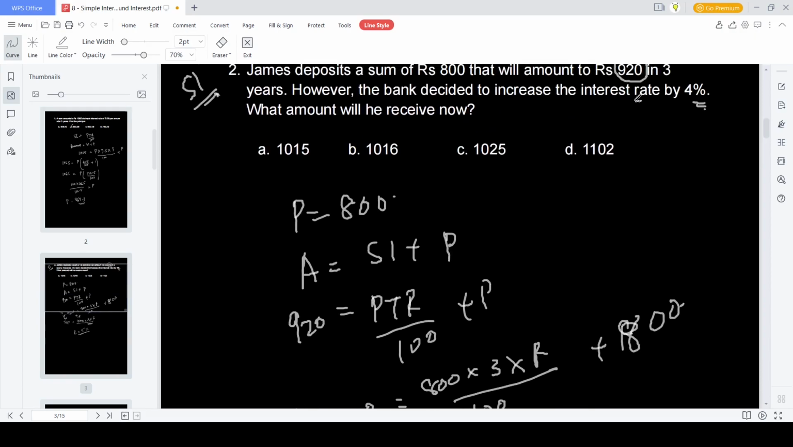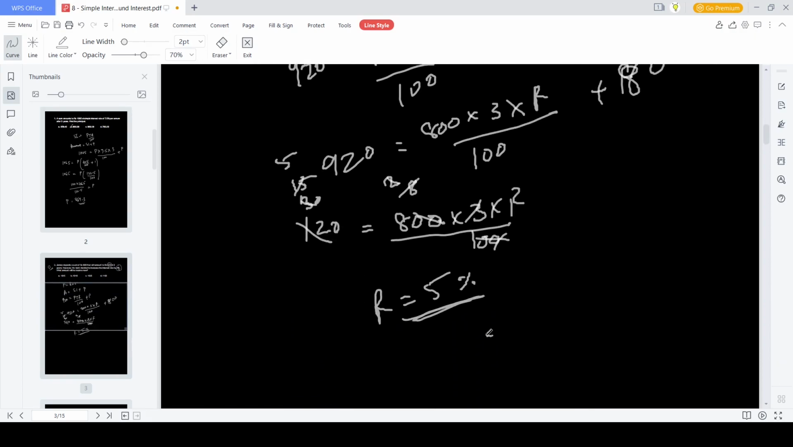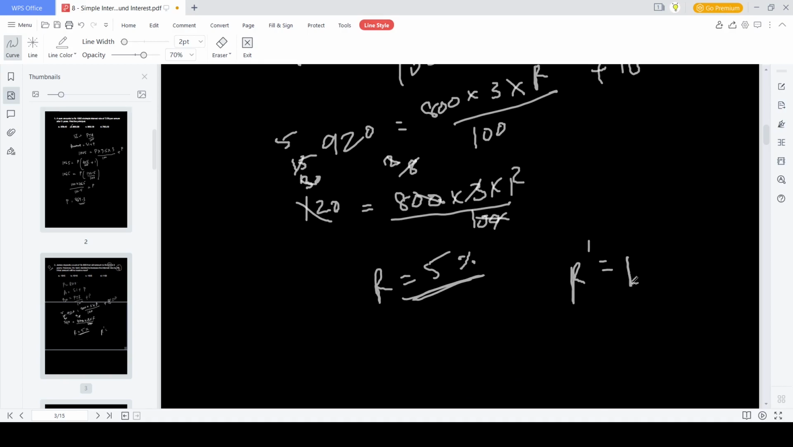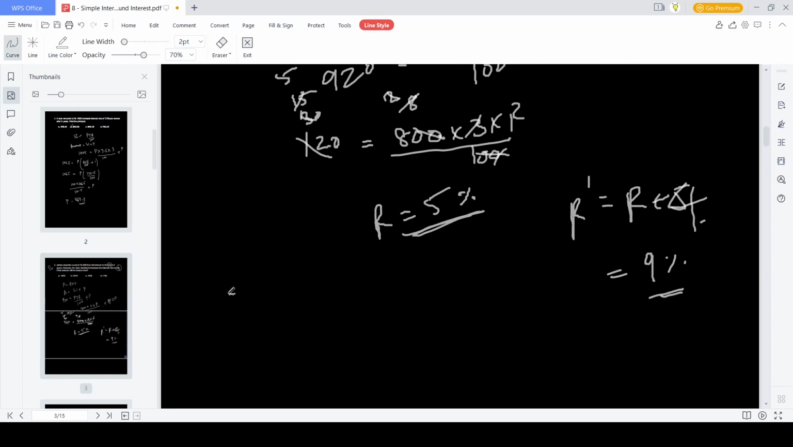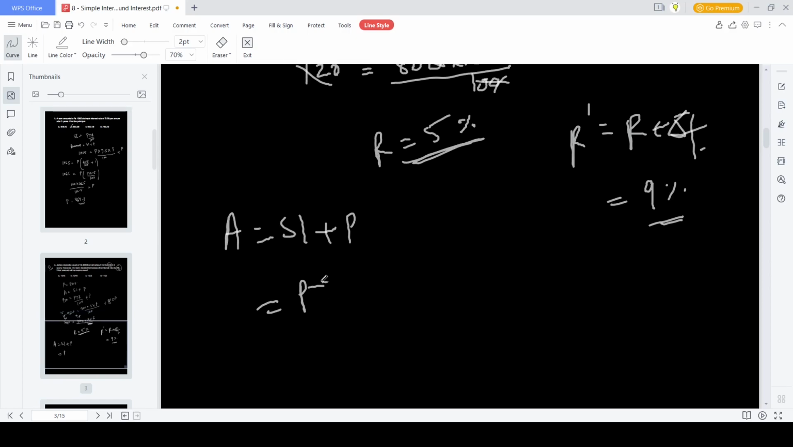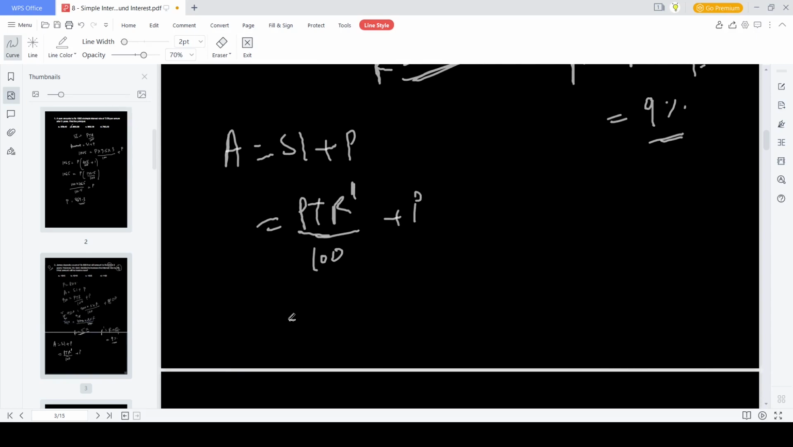Now it is increased by 4%. That means the new rate is the old rate plus 4%, correct? So the rate becomes 9%. Now we have to calculate the amount he actually receives, which is again simple interest plus principal. Simple interest is PTR by 100, but this is the new R. So this is 800 into 3 years into rate 9 by 100, plus 800.